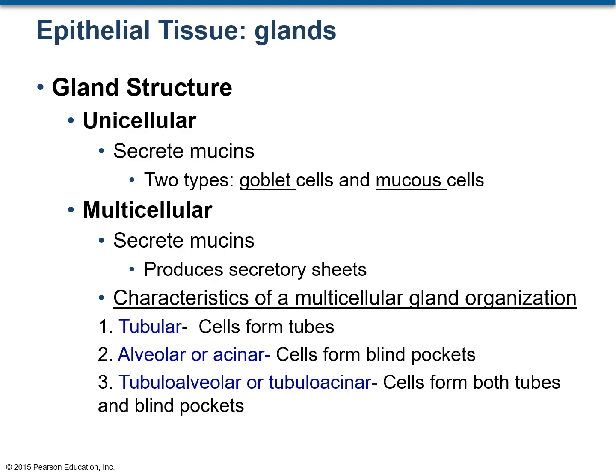As mentioned in one of the previous slides, glands can be made up of one cell or more than one cell. If they are made up of only one cell, they are known as unicellular glands, for example, goblet cells. If they are made up of more than one cell, then they are multicellular glands and they also secrete mucins. Now, the multicellular glands can have different shapes. If they look like tubes, then they are known as tubular glands. If they have blind pockets at the ends, then those are known as alveolar or acinar glands. Sometimes the multicellular glands can have a tube-like structure which ends in a pocket-like structure. Then it becomes a tubulo-alveolar or a tubular acinar gland.